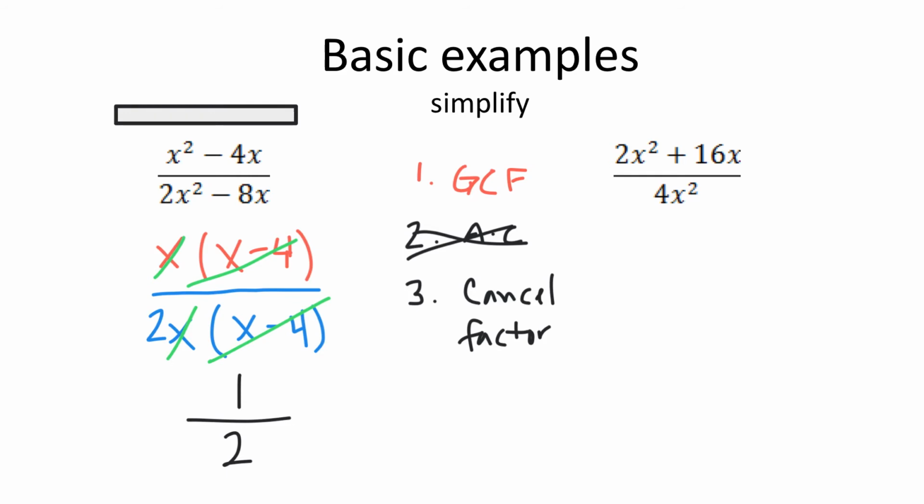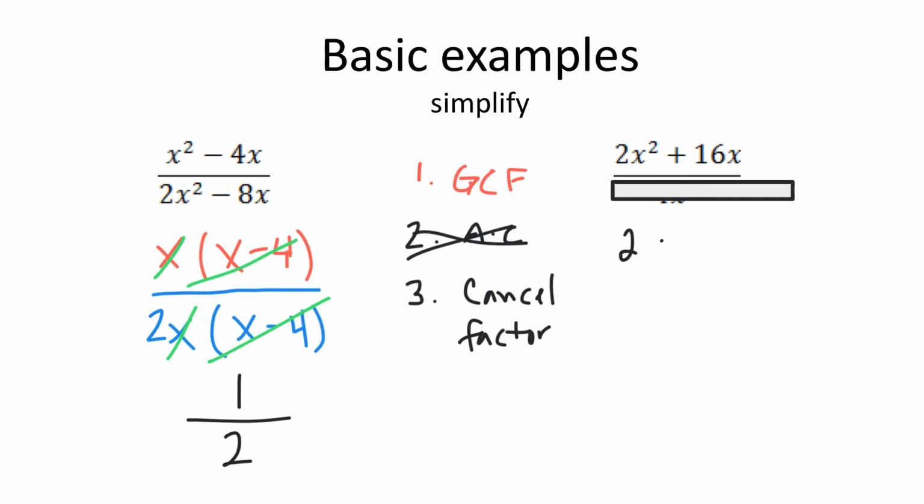Now on the other side of this, I can do the exact same thing here. So I'm going to go to this other example and find, again, greatest common factors to start. So I have 2x squared plus 16x. My greatest common factor there is going to be 2x. What I have left over is x plus 8. Okay, and then I can go to my denominator now.